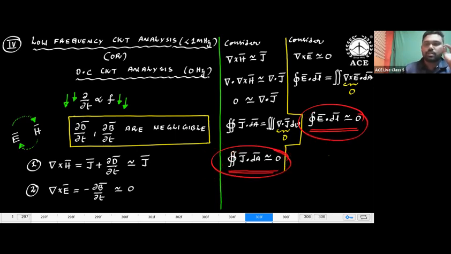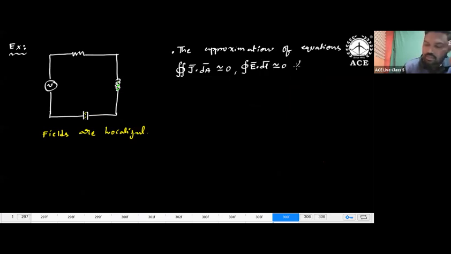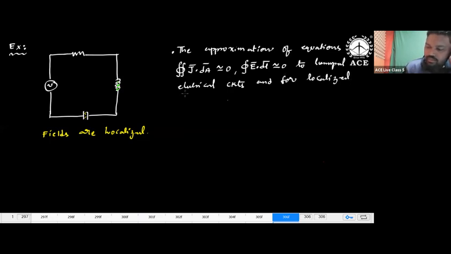So final conclusion: the approximation of equations closed surface integral of J dA is equal to 0, comma, closed line integral of E dl is equal to 0, to lumped electrical circuits and for localized fields leads to KCL, KVL respectively.